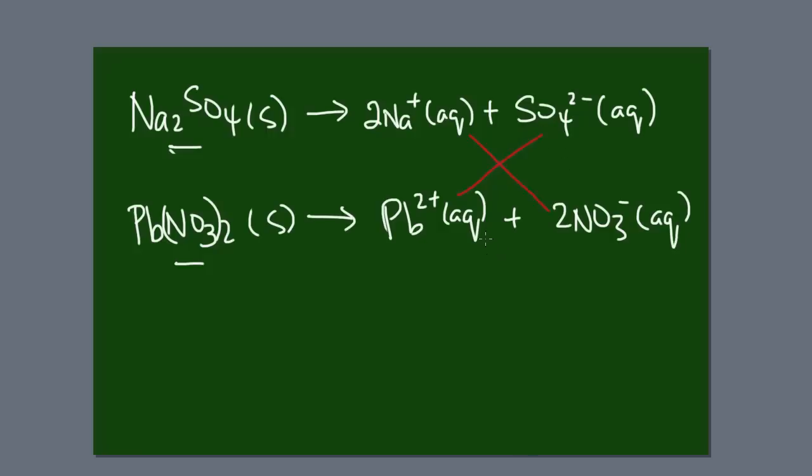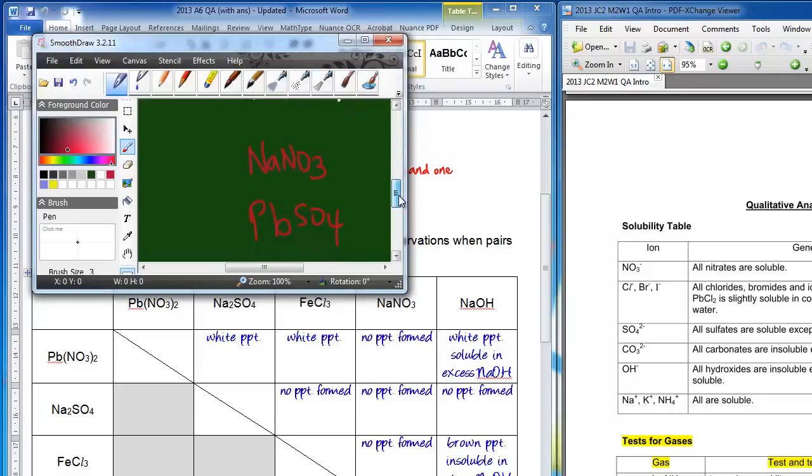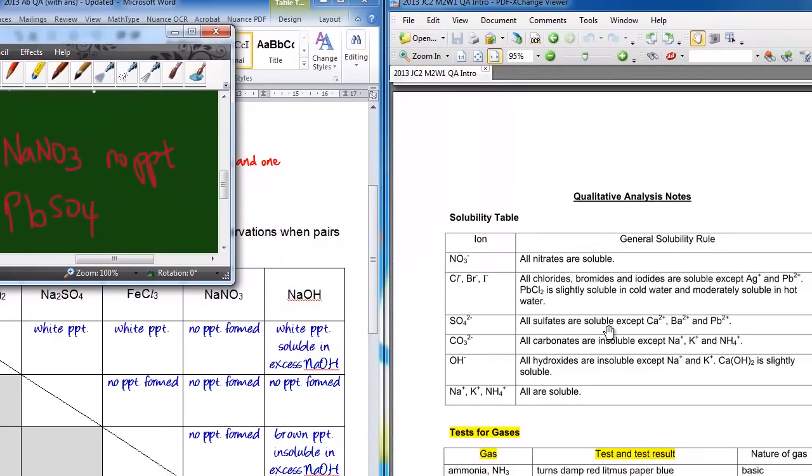So in the end, you got to ask yourself this: is NaNO3 and also PbSO4, are they going to be soluble? If you look at the table, looking at NO3, all nitrates are water soluble. So in this case, over here, I don't see any PPT. And for PbSO4, all sulfates are soluble except for calcium, Ba2+ and Pb2+.